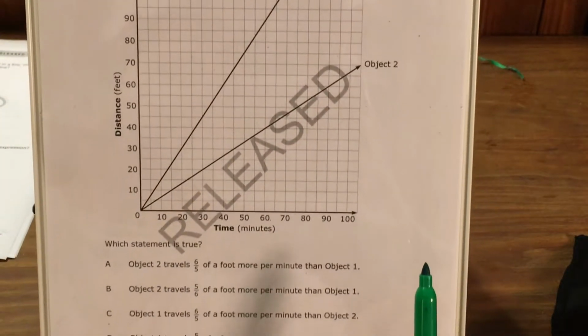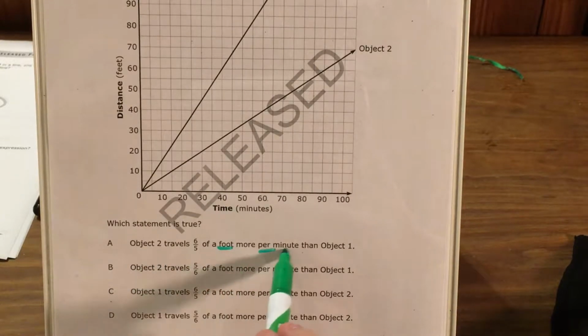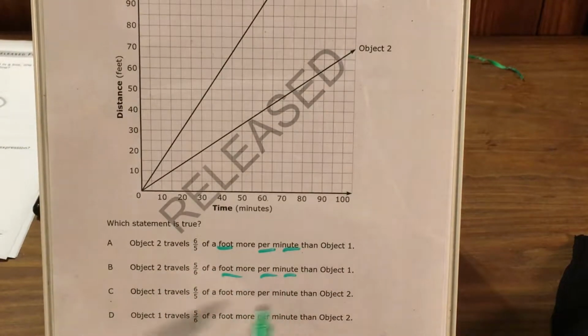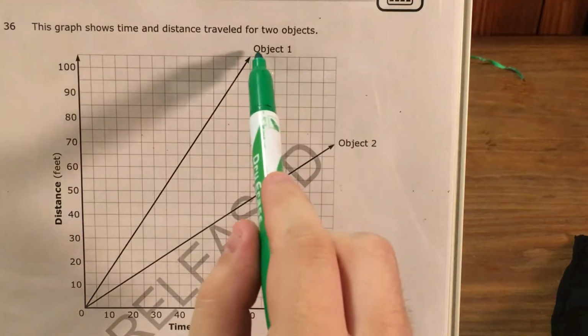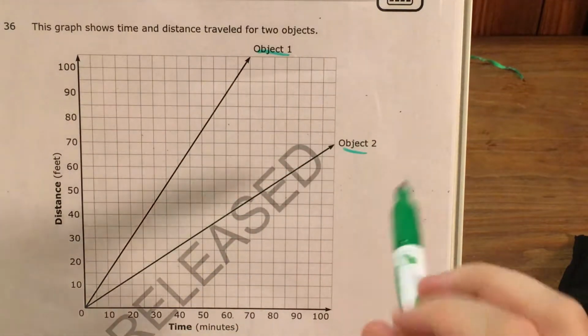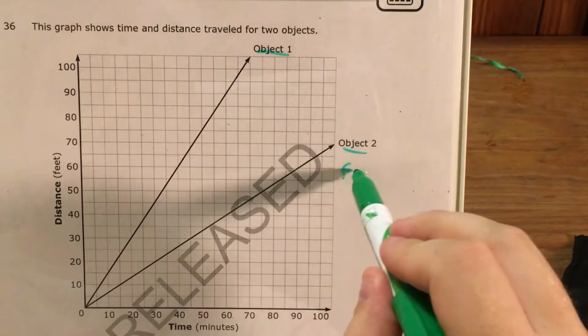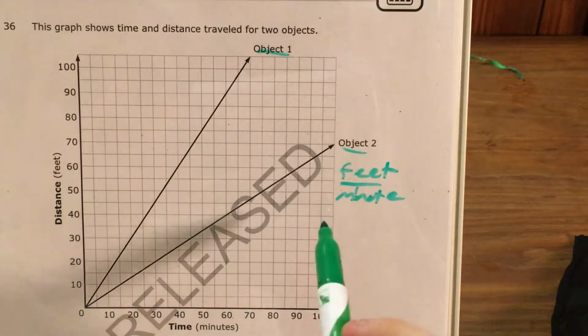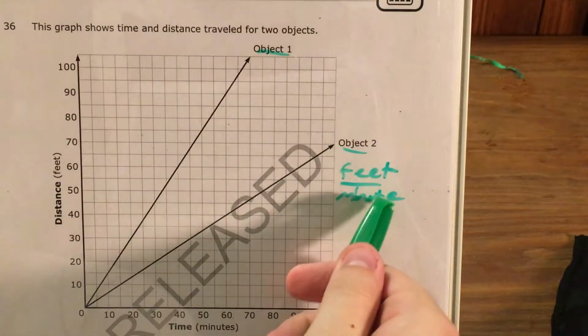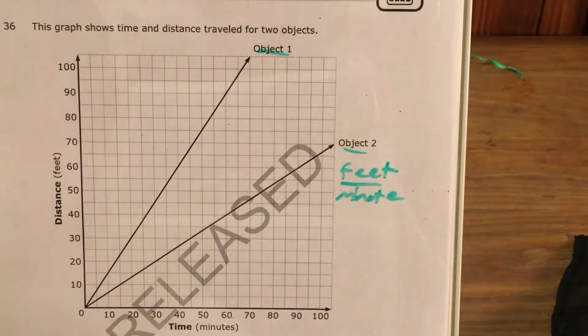So I'm going to look at my answer choices, and I'm going to see that the way these are written is actually going to be very helpful to me, because I see foot per minute, foot per minute, foot per minute, foot per minute. And what that tells me is that for each of these objects, Object 1 and Object 2, I'm going to try to find some number of feet that they're traveling and divide it by some number of minutes.